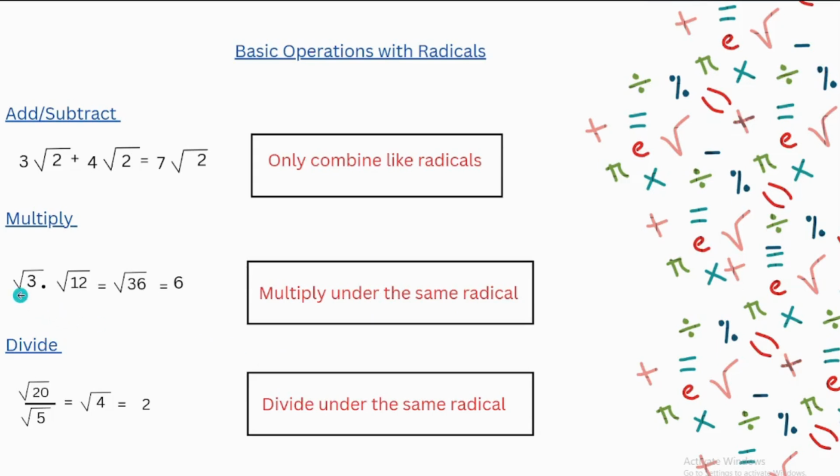If this is a square root and this is a square root, the answer will be a square root. We can't add different radicals. If it's a cube root, we can't multiply it with a square root. Division is the same. For division or multiplication, we can go to the number under the radical. 20 over 5 equals 4, and the square root of 4 equals 2.